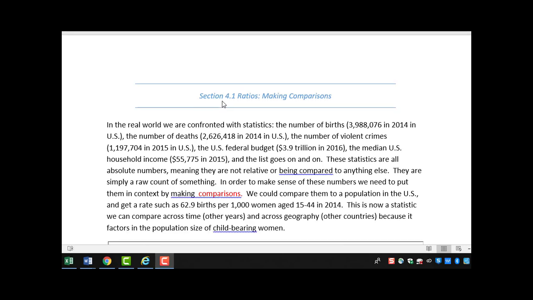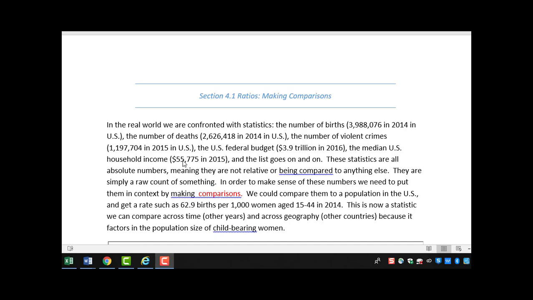So here we are, 4.1, ratios, making comparisons. So in the real world, we have all these numbers, right? The number of births in 2014 is right there. Number of deaths, number of violent crimes, the federal budget, 3.9 trillion, that would mean 12 zeros, move the decimal 12 places. Median income in 2005, and the list goes on and on. All these statistics above here are absolute numbers, meaning they're not relative or being compared to anything else. They're simply the raw count of something.